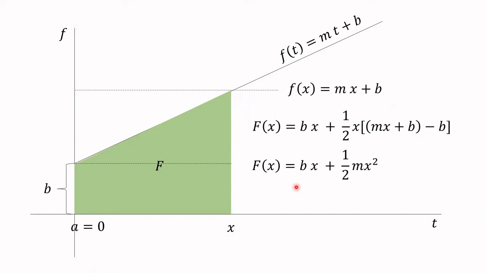And it depends on x. If I scoot x to the right, the area will go up. If I scoot x to the left, the area will go down. So this is really the formula for the area of this trapezoid. So here's the moment of truth.